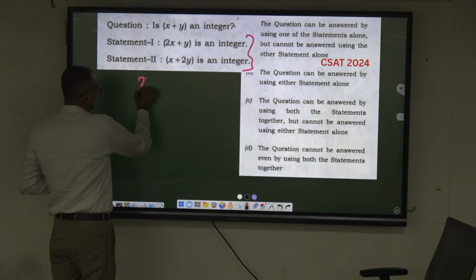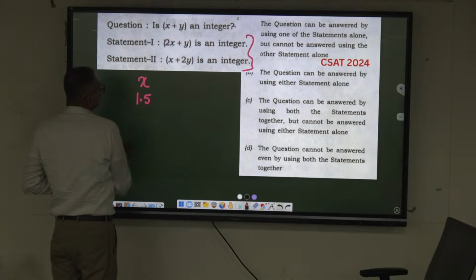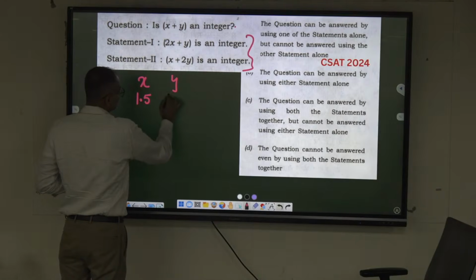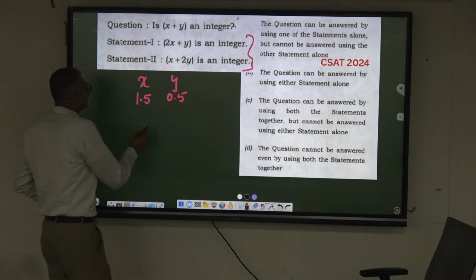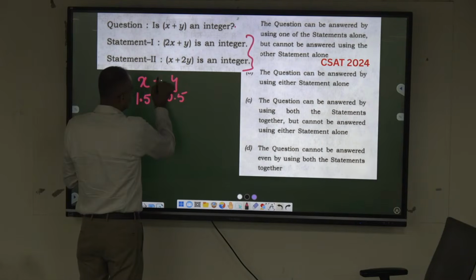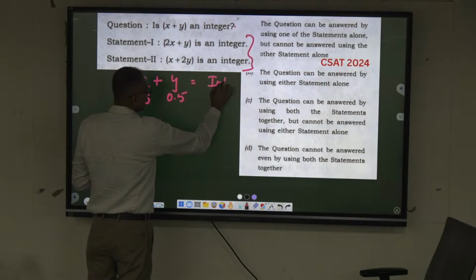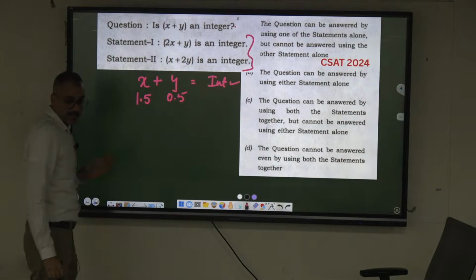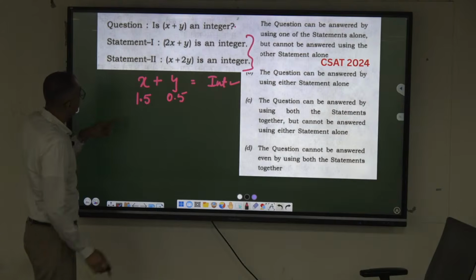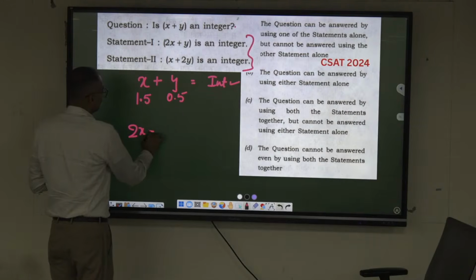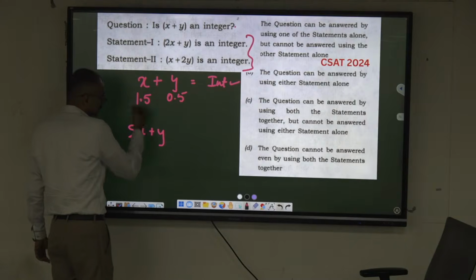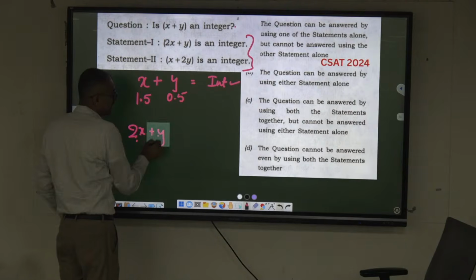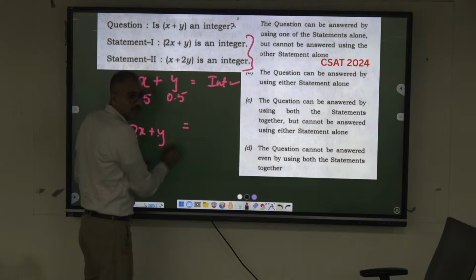Look here now. I will consider the x value as 1.5 and the y value as 0.5. Now, if I add these two, will I get an integer? Yes, I'm getting an integer, right? If I take 2x plus y, 2x is an integer, but integer plus decimal becomes a decimal here.